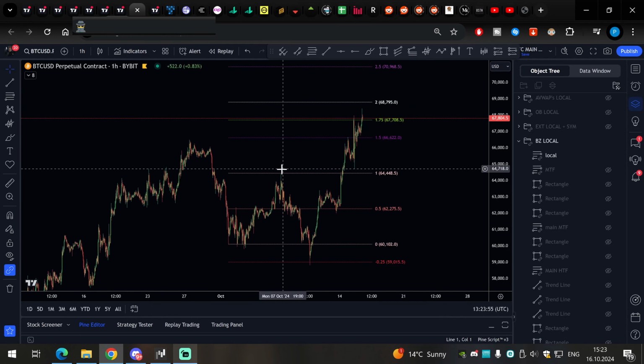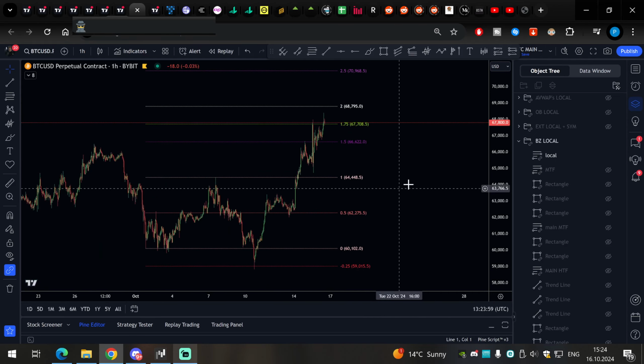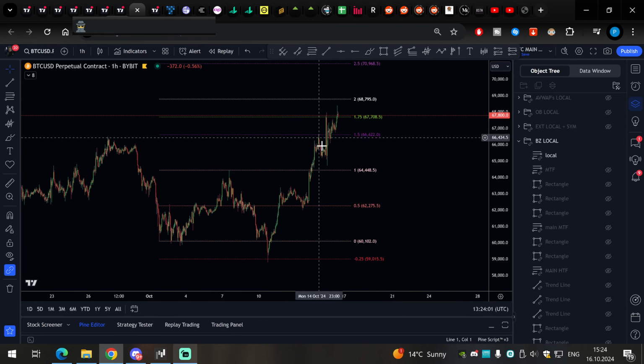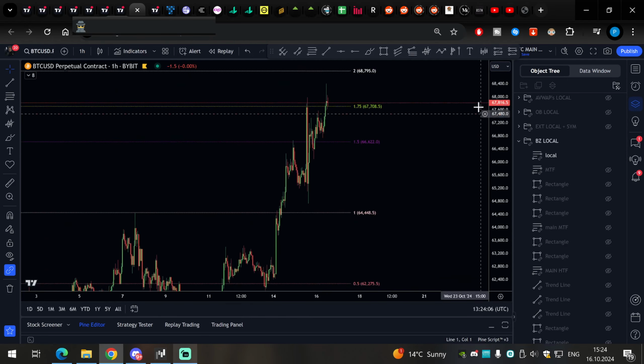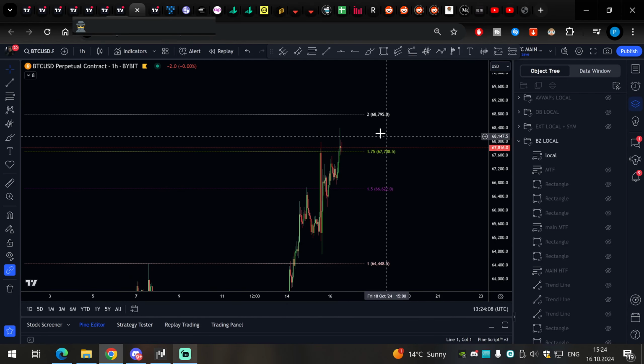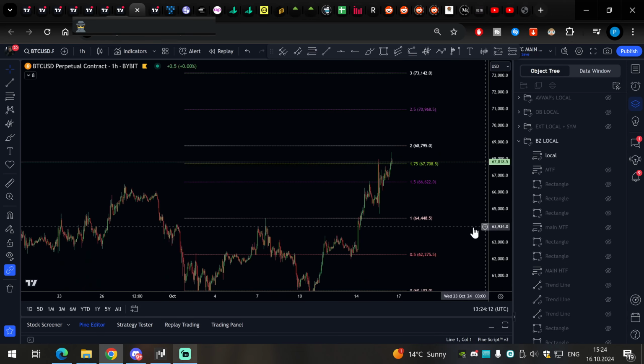So minimum target when you reach this high was 0.25. We went beyond and you see Bitcoin is now doing multipliers. 1.5 respected, rejection. 1.75 respected, rejection, and 2 also is waiting for the future retest at another area.